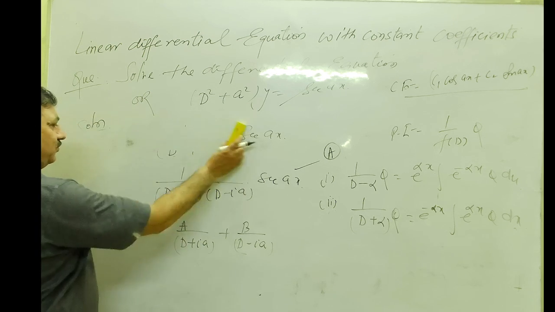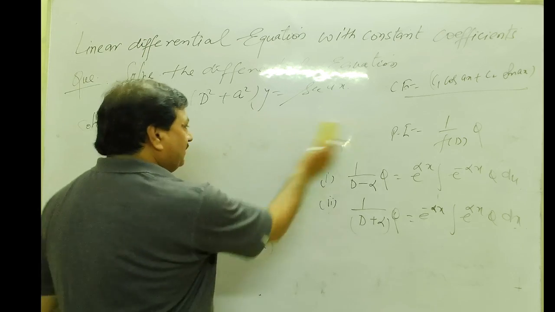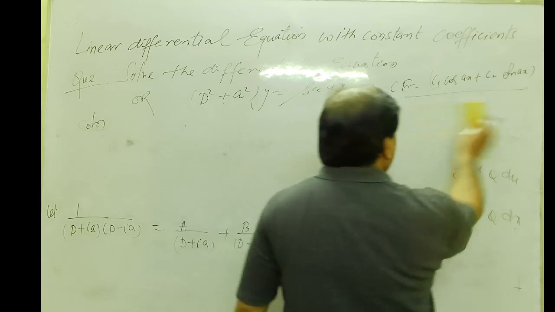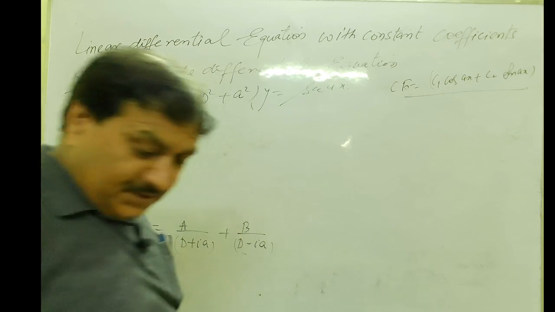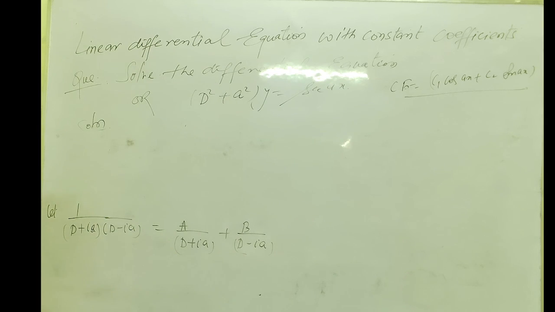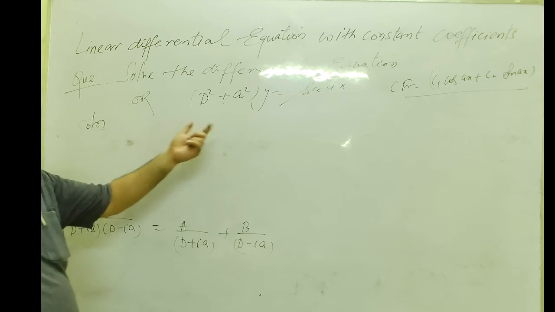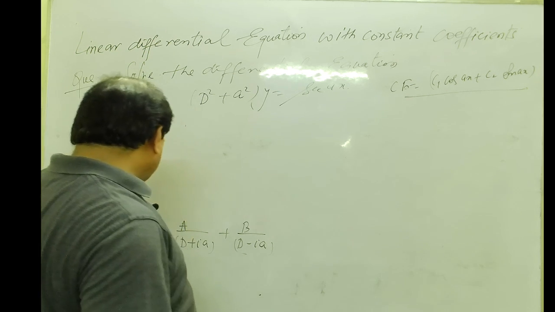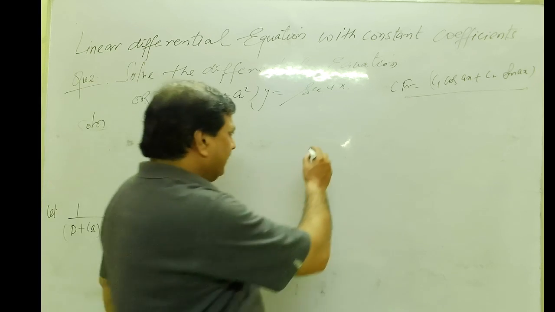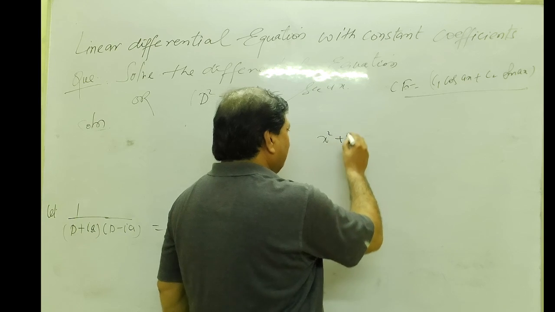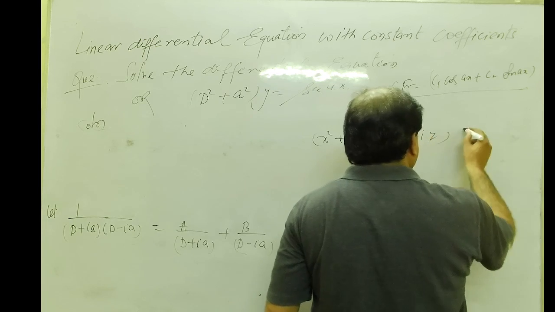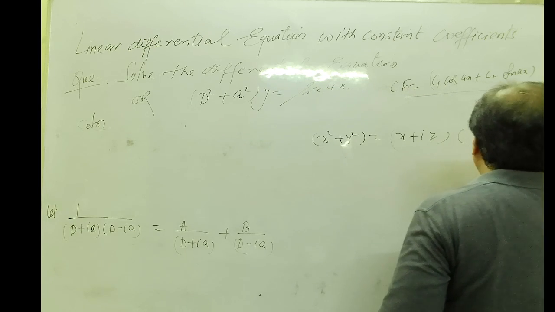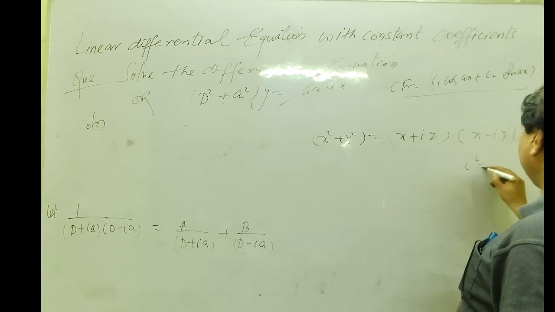Okay, my dear student, this is the term. Put the value in the formula. Use this formula after that. First of all, check this formula: D square plus a square. Here this is the factor. Please check: x square plus y square equals (x plus iy) and (x minus iy). Here i square equals minus 1.